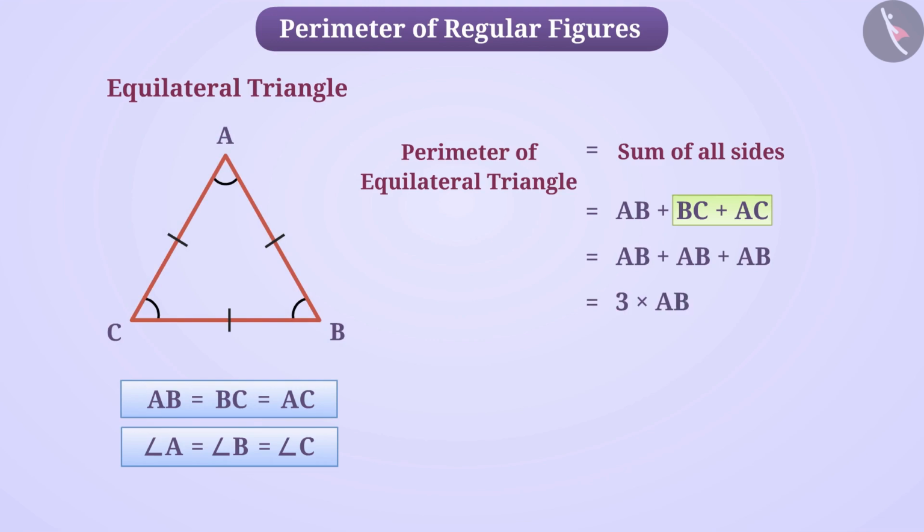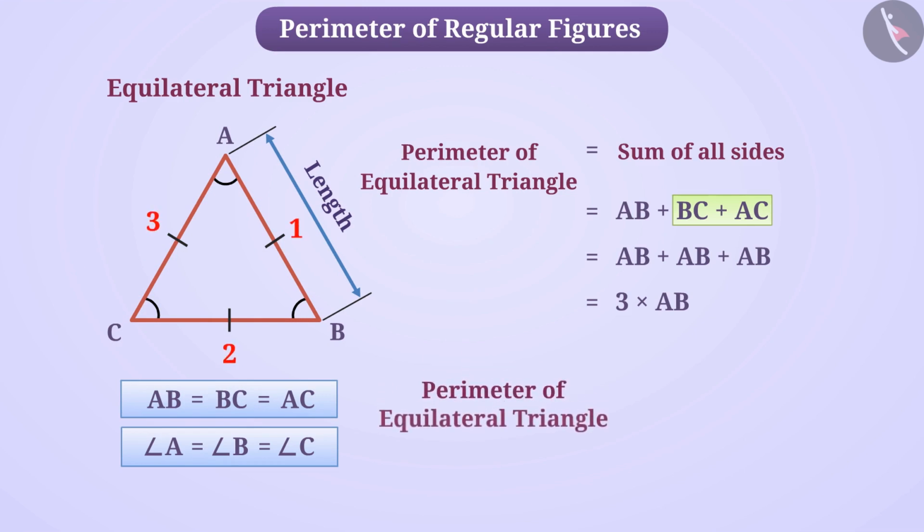In this way, we can also say that just like a square, the perimeter of an equilateral triangle is the length of one side multiplied by the number of its sides. That is, the perimeter of an equilateral triangle is equal to 3 multiplied by the length of one side.